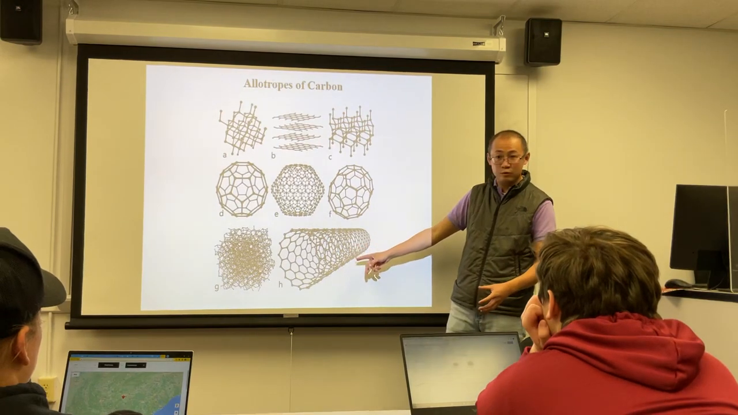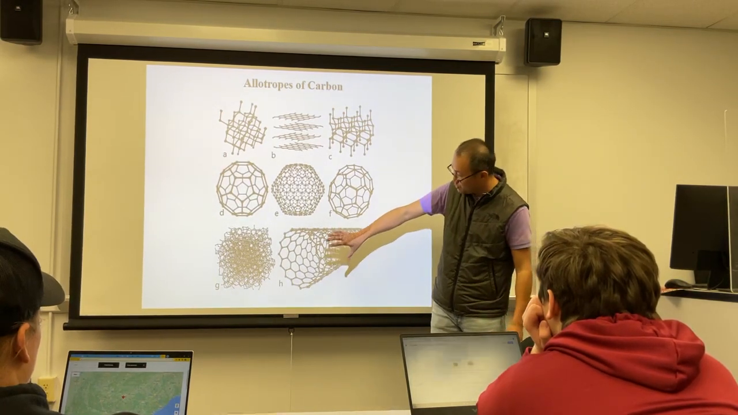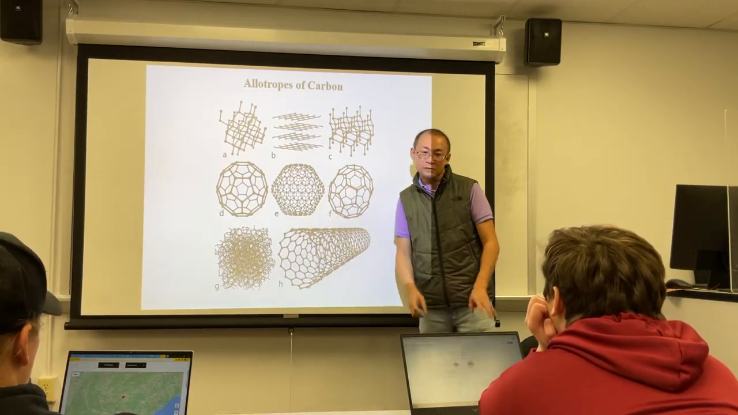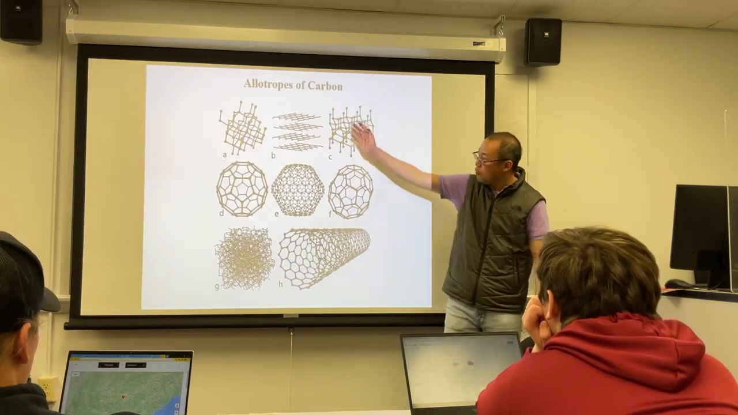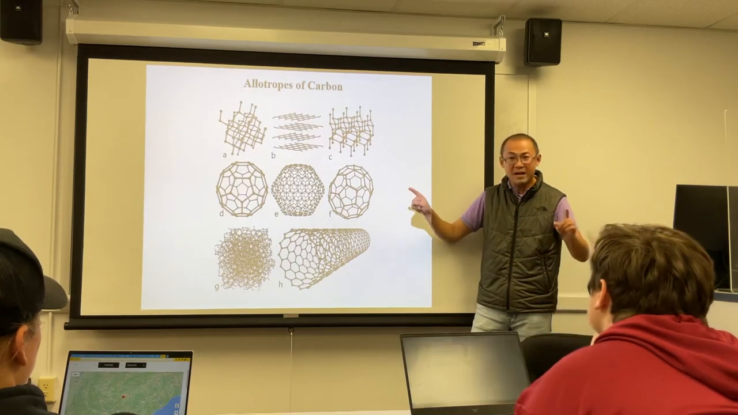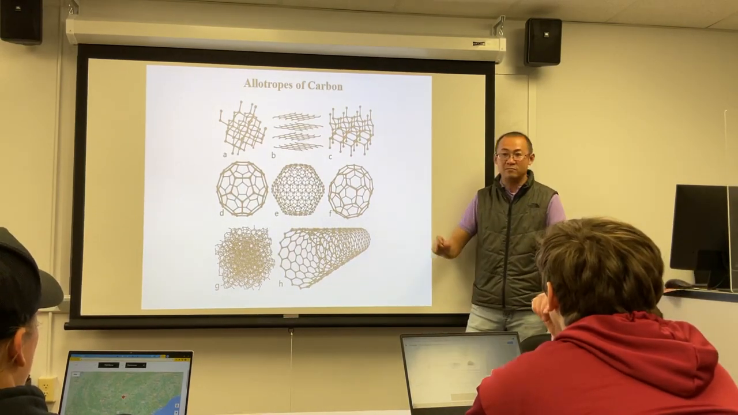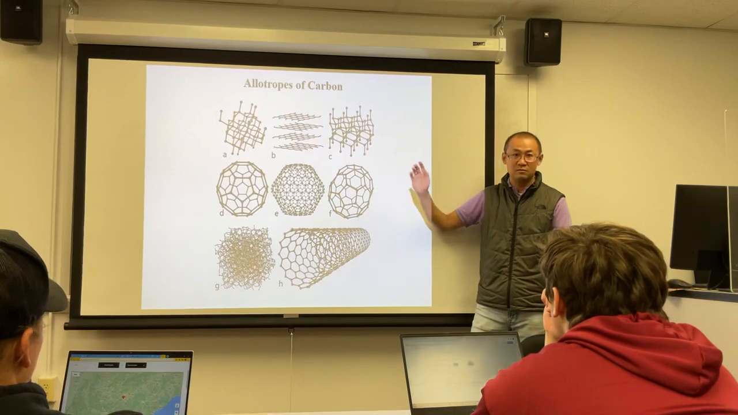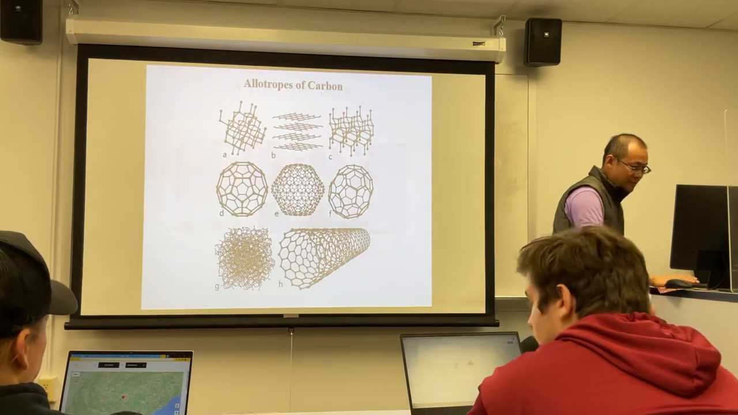This is a carbon nanotube. You probably have seen that. You can see it has a tube shape. But every single one is carbon. So that means they're all elements, right? No matter how big or small they are, because they only contain carbon atoms, they're all elements.